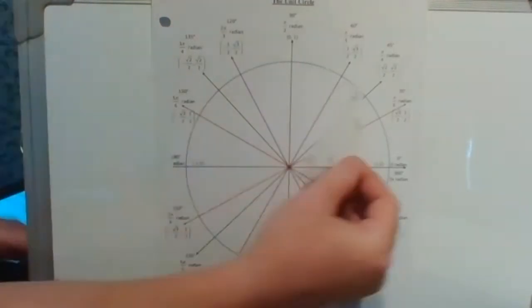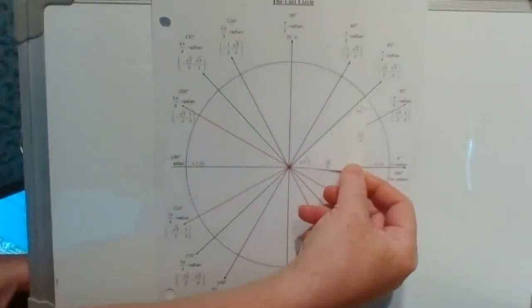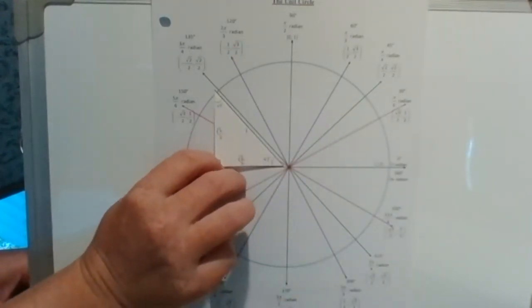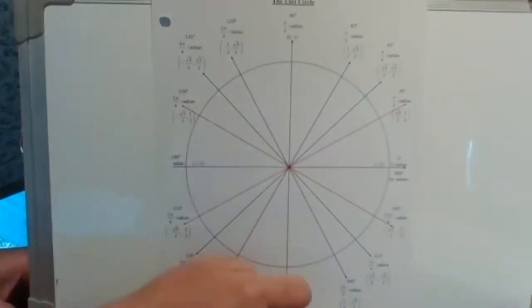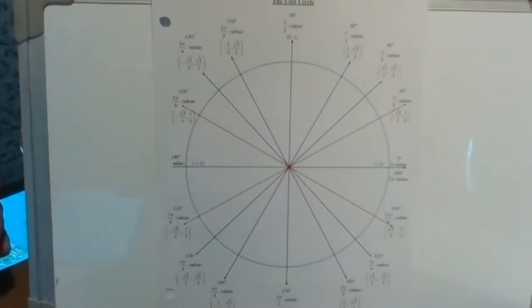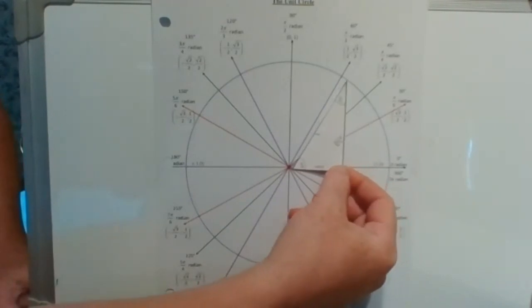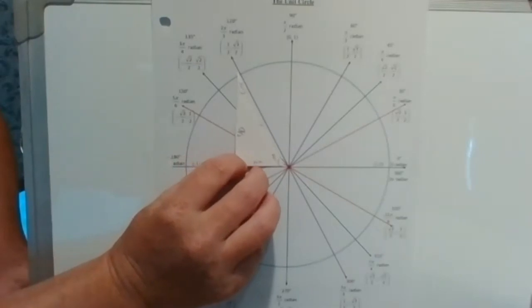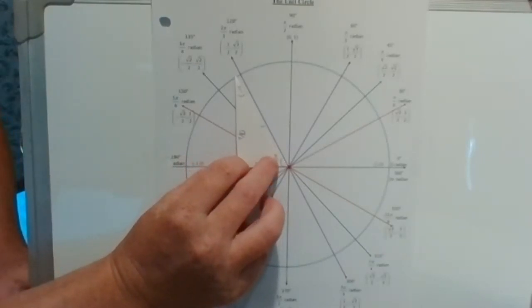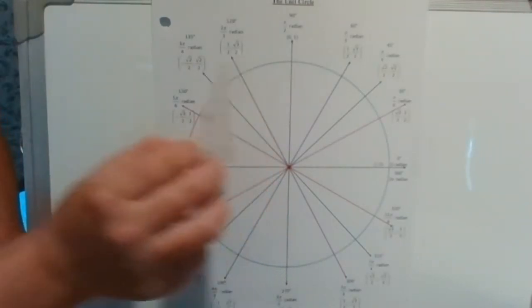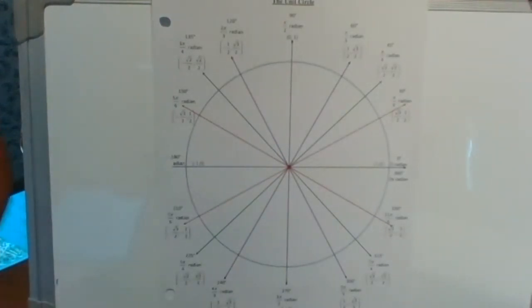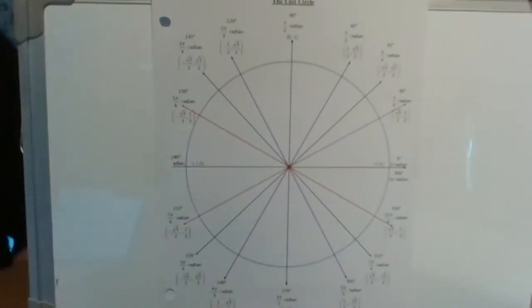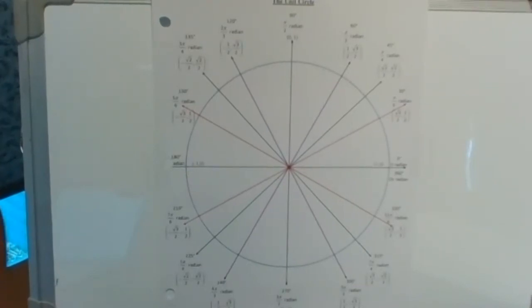The green ones, these are our 45-degree reference angles. You'll notice that its ordered pairs have the same value, both square root of 2 over 2. It's just the positive and negative that changes. And then the purple ones, that's where we have a reference angle of 60 degrees. And those ordered pairs have all the same values, 1/2 comma square root of 3 over 2. It's just the positive and the negative that is changing.